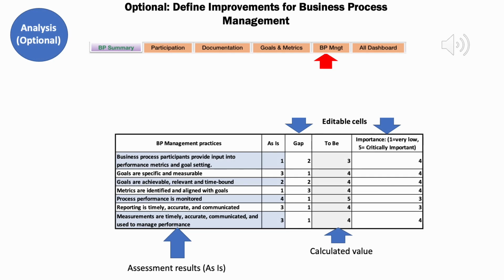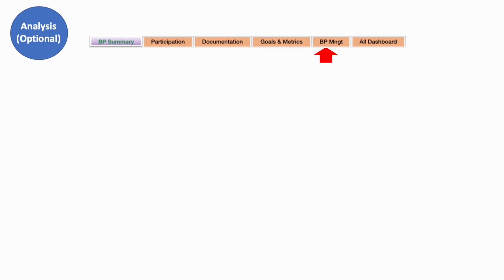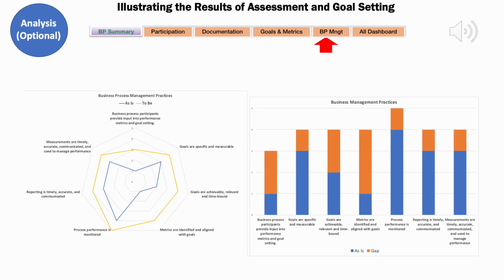This table is used for the improvement team to define the goals for the improvement, expressed as the gap or the increase in maturity level, and the importance of this improvement. Examples of reporting the results of the maturity assessment and the goal setting are illustrated in these figures.